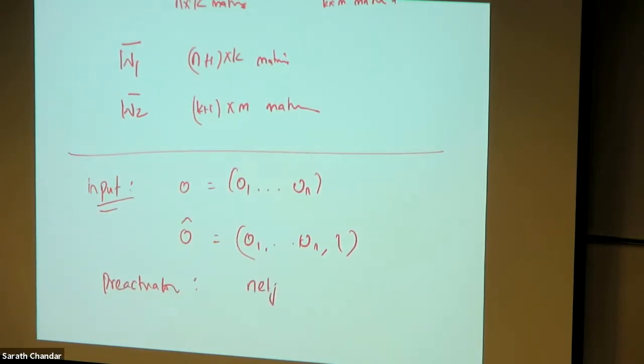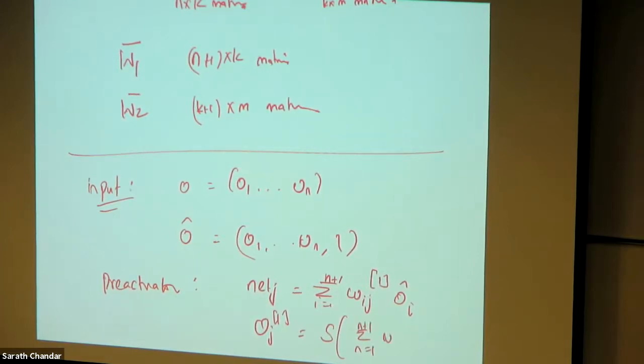Now, in any layer, you're going to have a pre-activation, which is, let's just say, net j is equal to summation over i equal to 1 to n plus 1 of Wij of 1 times the input. Is that clear? I take the input, I pass it through the first layer, I get my jth unit in the intermediate representation. Then I can compute Oj of 1, which is the output of the first layer, as nothing but some function s of the summation over i equal to 1 to n plus 1 of Wij of 1 times the input. Is that clear?